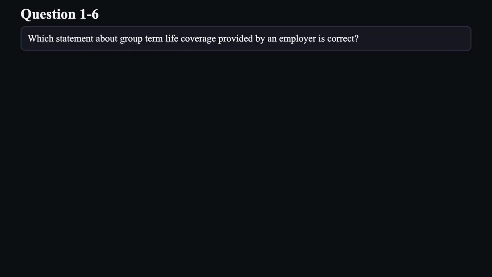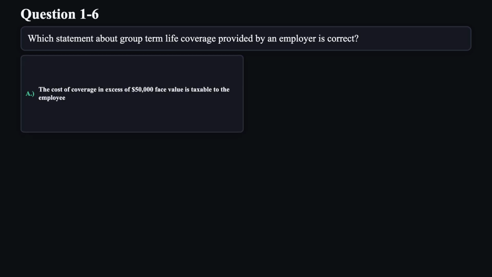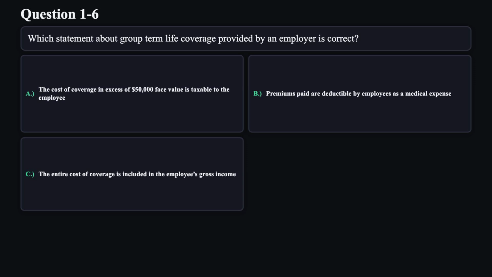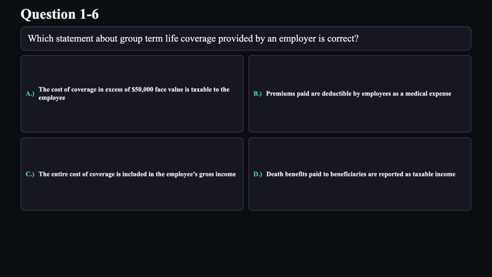Question 6. Which statement about group term life coverage provided by an employer is correct? A. The cost of coverage in excess of $50,000 face value is taxable to the employee. B. Premiums paid are deductible by employees as a medical expense. C. The entire cost of coverage is included in the employee's gross income. D. Death benefits paid to beneficiaries are reported as taxable income.